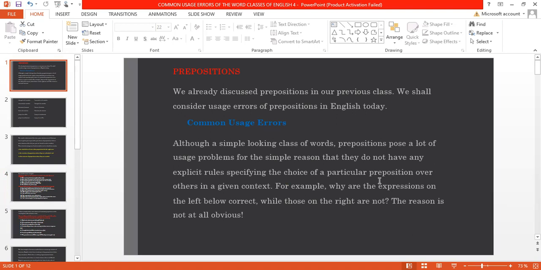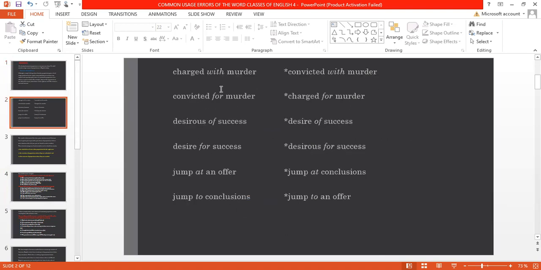For example, why are the expressions on the left below correct, while the others are not? I'm going to show you these expressions, and we ask ourselves, why is it that these expressions you're looking at presently are correct and these ones are not correct? Okay, look at these expressions, because this asterisk, the star you're looking at here, means that this is not correct.